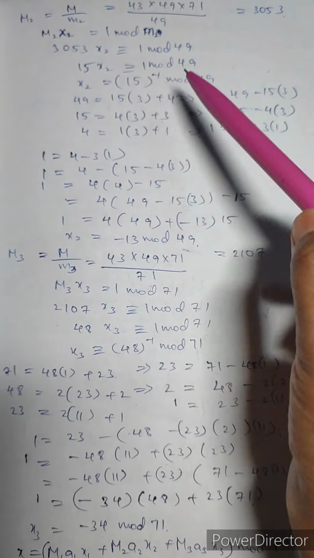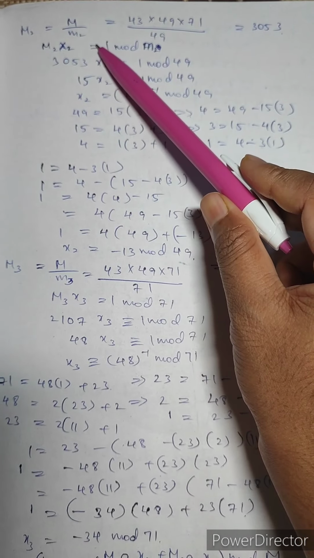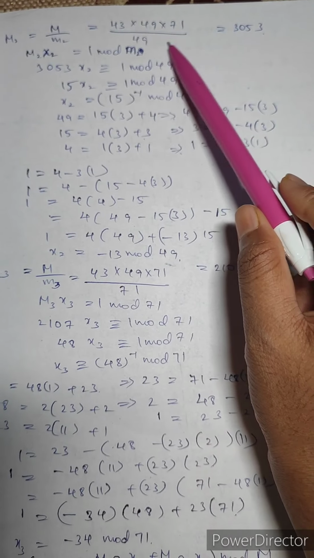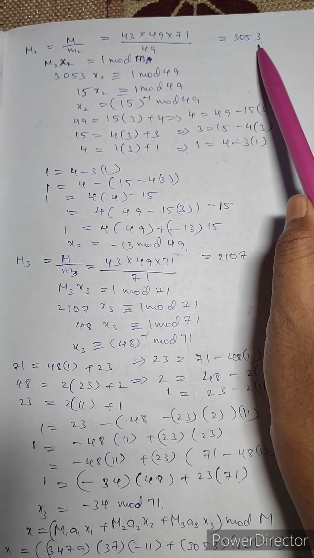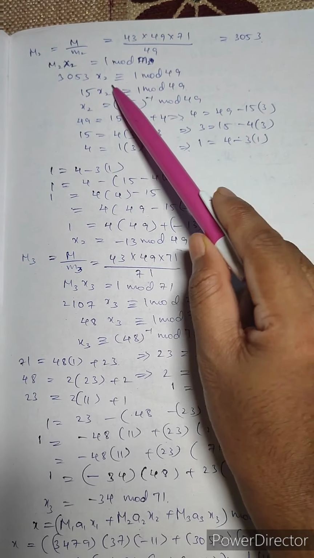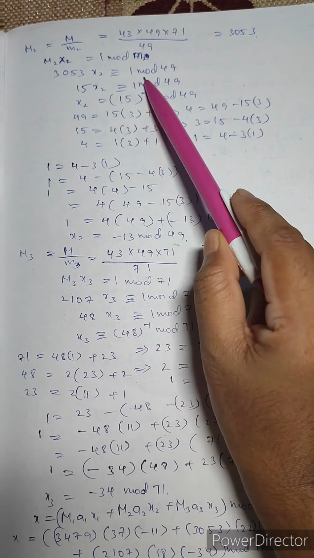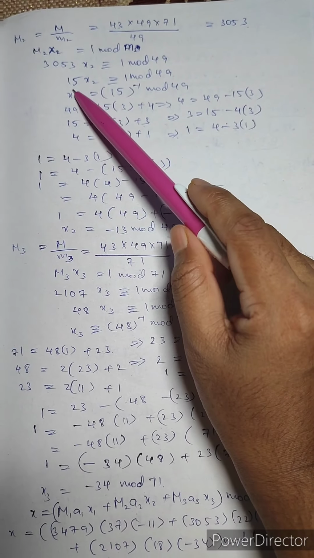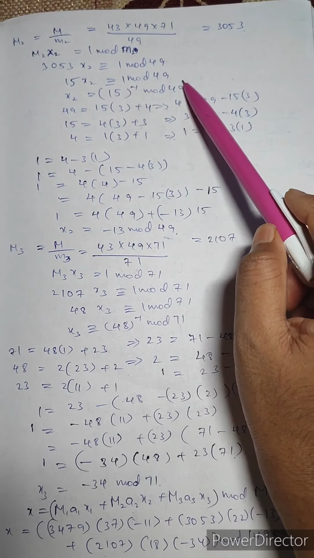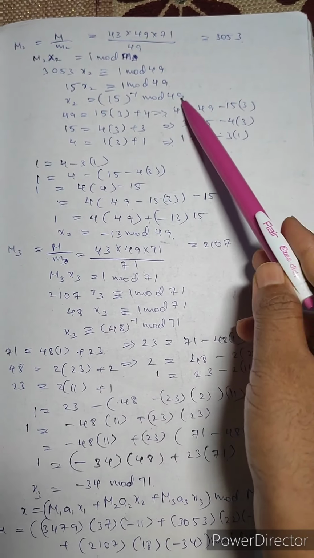So M2 is equal to capital M divided by small m2, which is 43 into 49 into 71 divided by 49, which is equal to 3053. So M2 x2 is congruent to 1 modulo m2. Now this 3053 is greater than 49, right? So you can just divide it by 49 and get the remainder. The remainder will be 15. 15 into x2 is congruent to 1 modulo 49. x2 is congruent to 15 inverse mod 49.